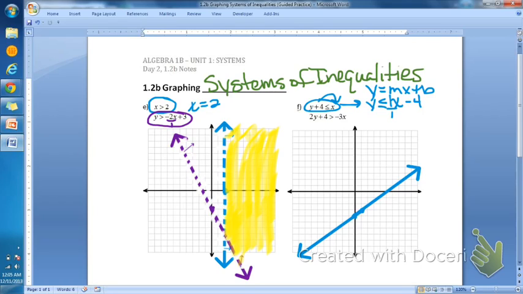Now we need to ask ourselves, is it dashed or is it solid? There's an equal to sign underneath your inequality symbol, so that means it stays solid. That equal to sign only lets you know whether to make it a dashed or a solid line. It has nothing to do at all with shading.